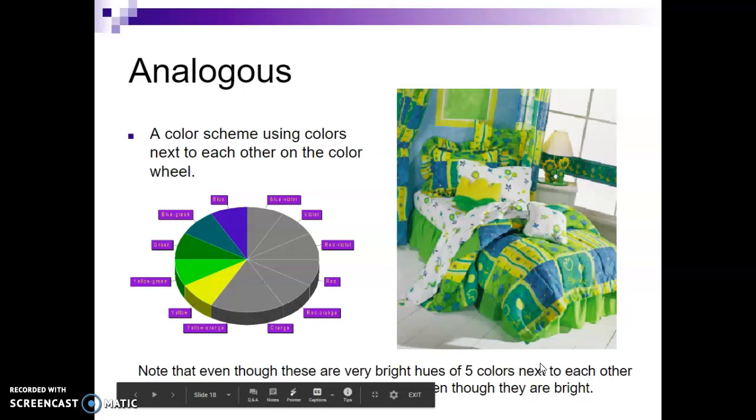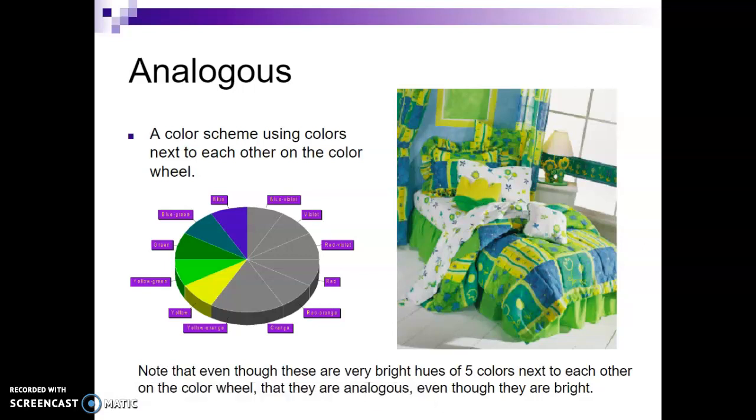The next one is analogous. Analogous, you could try to say that. It's a color scheme that uses colors next to each other on the color wheel. So the example that we see here has blue, blue-green, green, yellow-green, and yellow. So it actually has about 5 colors next to each other on the color wheel.